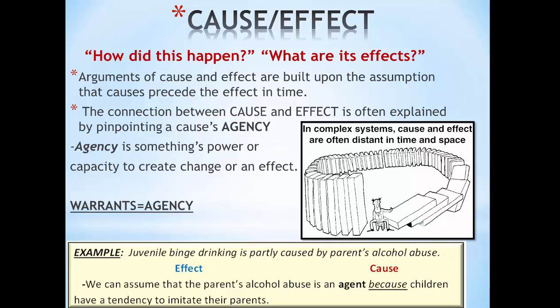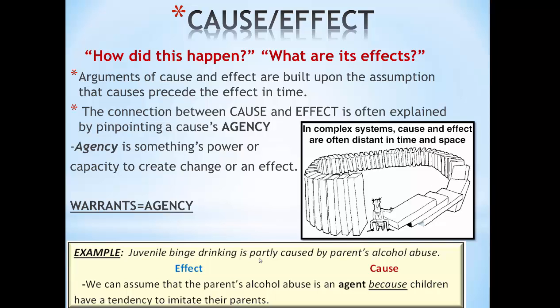As we discussed before, cause and effect arguments are interested in something's agency, in something's ability or power to produce or affect change, okay? So whenever you unpack your reasons or your warrants, it will be something about agency. In these kind of arguments, you're trying to explain or show why an effect was produced or why certain factors would produce an effect.